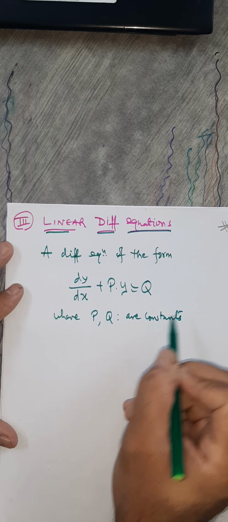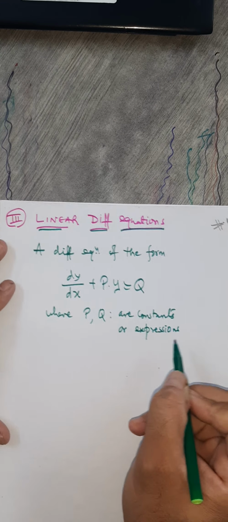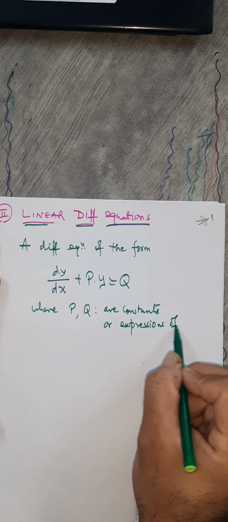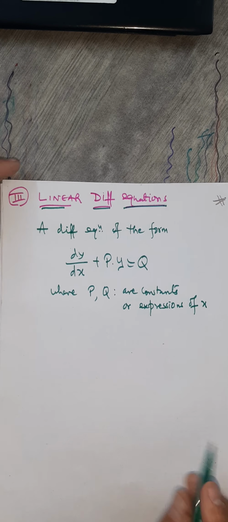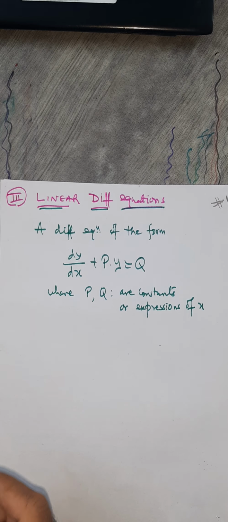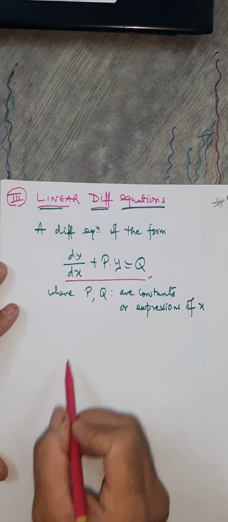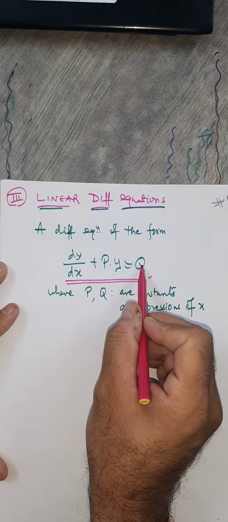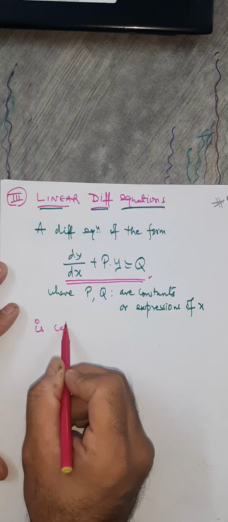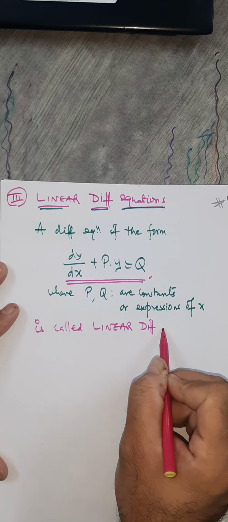constants as well, and expressions of variable x only, functions of x. Expressions means functions of x, remember. So what have we written? A differential equation of the form dy by dx plus p into y equals to q. I repeat, a differential equation of the form dy by dx plus p into y equals to q is called a linear differential equation, remember.